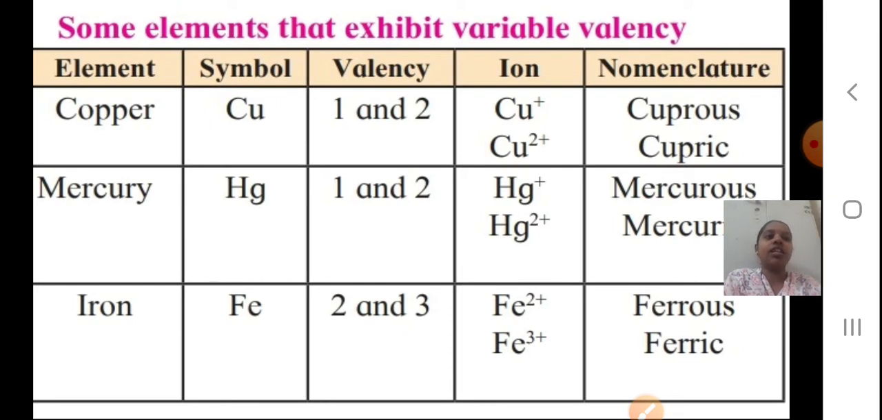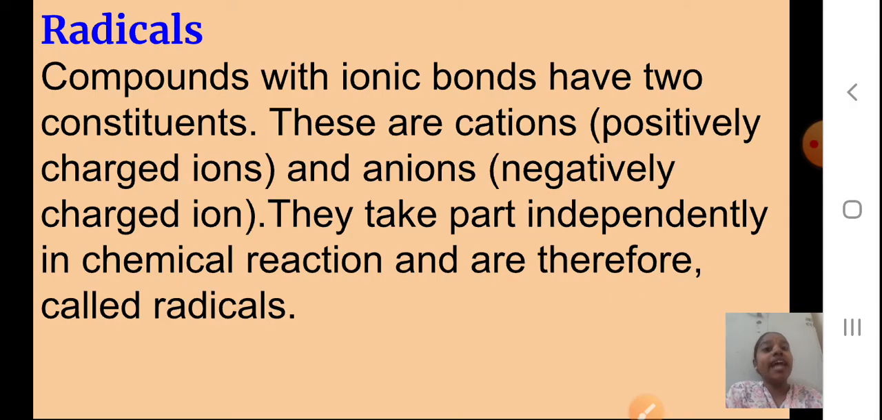Now see here, radicals. What are these, students? Compounds with ionic bonds have two constituents, cations and anions. They take part independently in a chemical reaction and are therefore called radicals. These are cations, that is positively charged ions, and negatively charged ions.